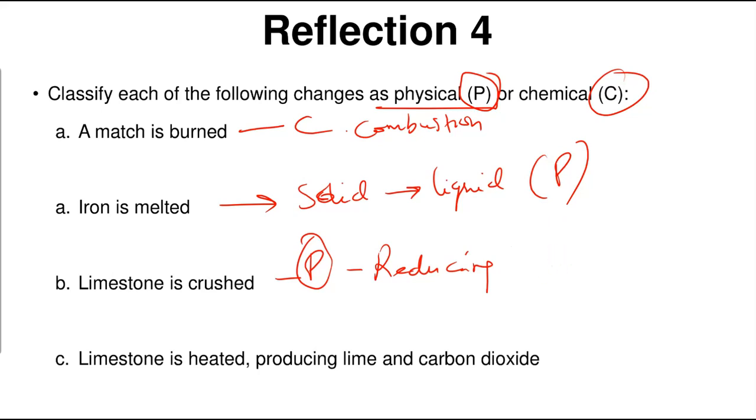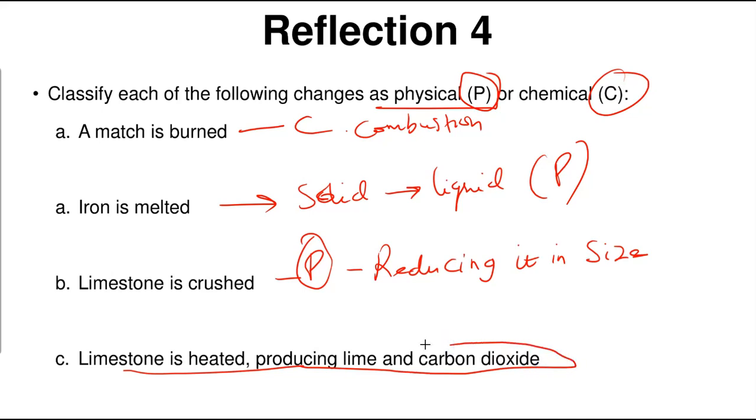So you're reducing it in size. Let me write that already. You're just reducing it in size. And then finally, if a limestone is heated, it produces lime and carbon dioxide. You see, producing entirely new different things. So actually, this is a decomposition reaction. This is called decomposition. And a decomposition reaction is a chemical change.